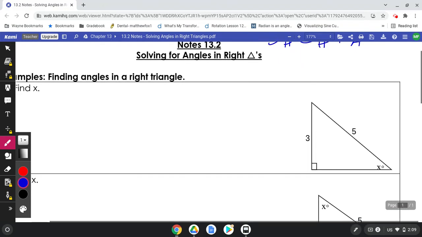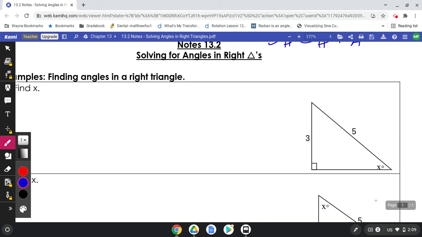So first off, a reminder, in order to use SOHCAHTOA, we have to have a right triangle, which we do here. The difference is, last week when we used SOHCAHTOA, we had one side and one angle, and we were solving for a missing side. Today we have two sides. We are solving for this missing angle.